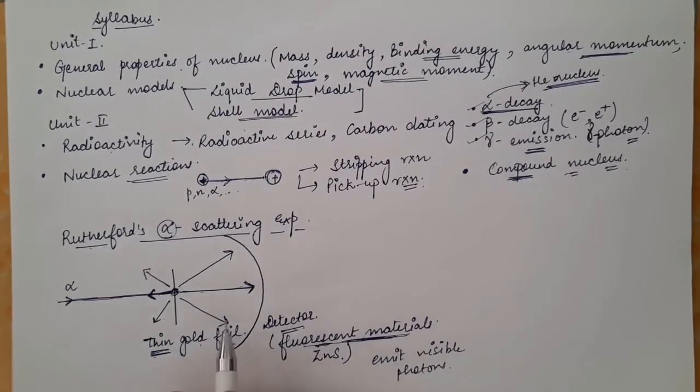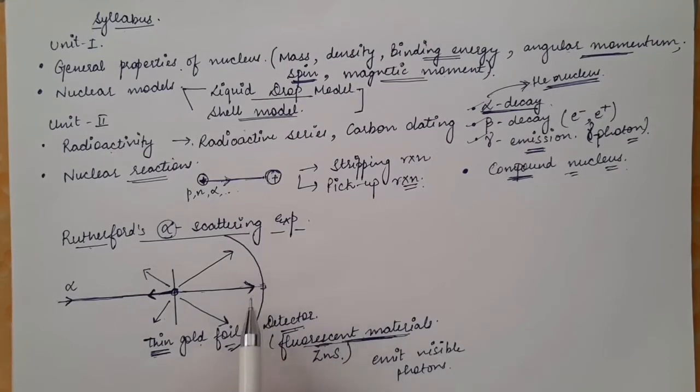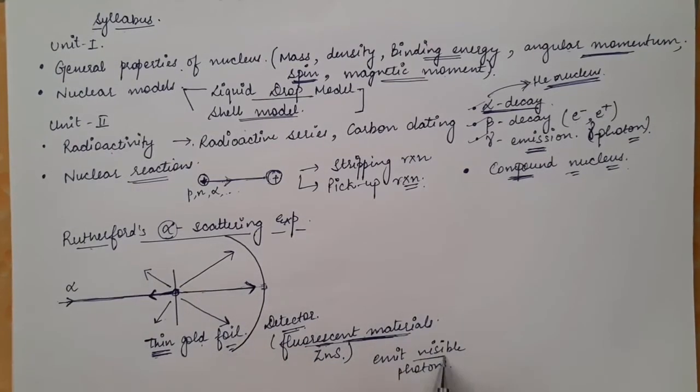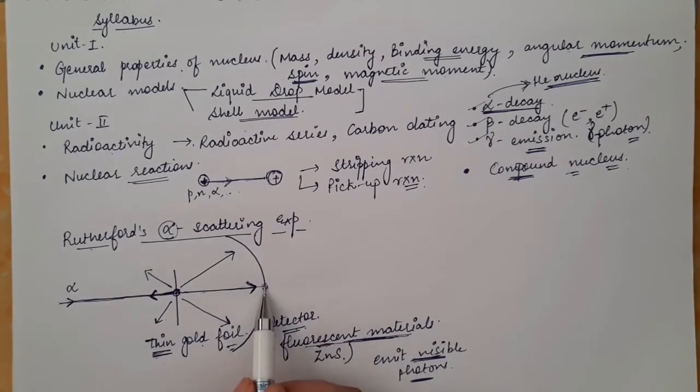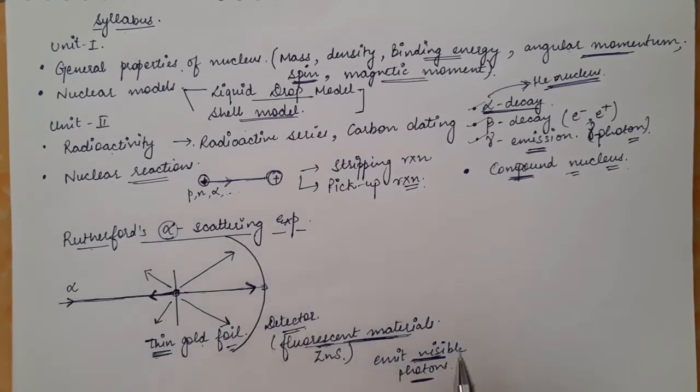That is when alpha particles were made to hit the screen, then the energy of the alpha particle was absorbed by the atoms of the detector, and those atoms absorb that energy and go to the excited state, and when they de-excite after some time, visible photons are emitted which are detected by us. So we can clearly see where the alpha particle has scattered and at what angle it has scattered. This is the reason why fluorescent materials are taken as a detector.